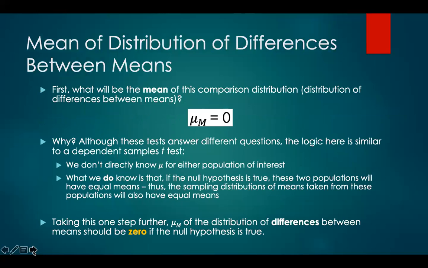First, what will be the mean of this comparison distribution, or the distribution of differences between means? Well, it will be 0. Why? Although these tests answer different questions, the logic here is similar to a dependent samples t-test. We don't directly know mu for either population of interest. What we do know is that if the null hypothesis is true, these two populations will have equal means. Thus, the sampling distribution of means taken from these populations will also have equal means. Taking this one step further, the mu of M of the distribution of differences between means should be 0 if the null hypothesis is true.